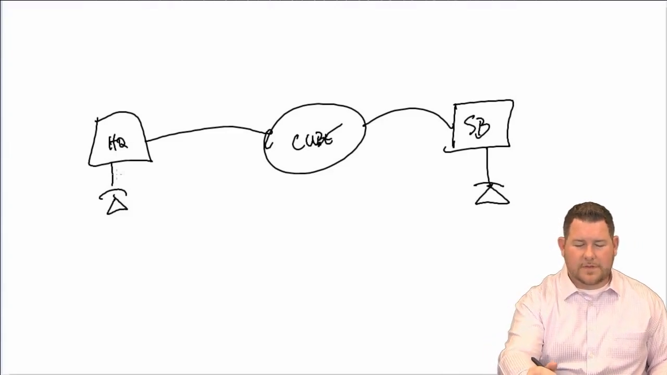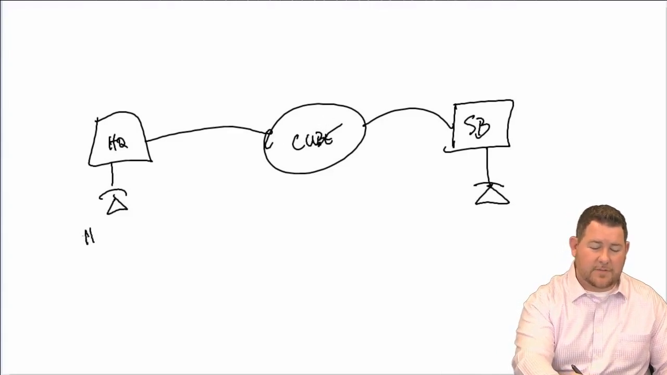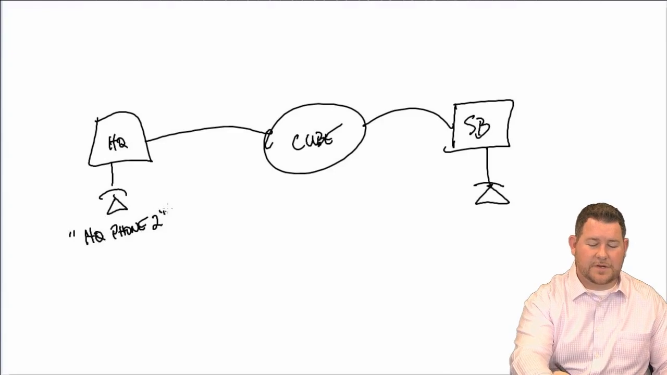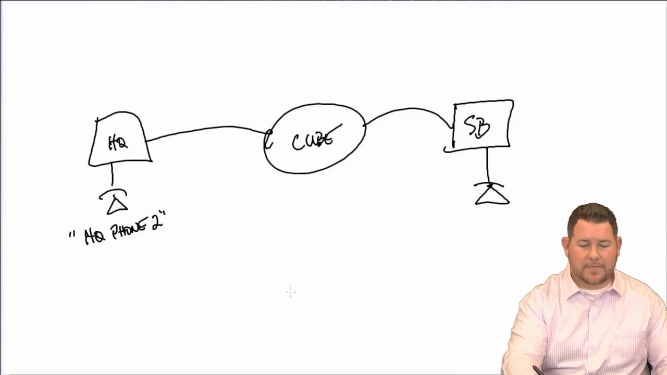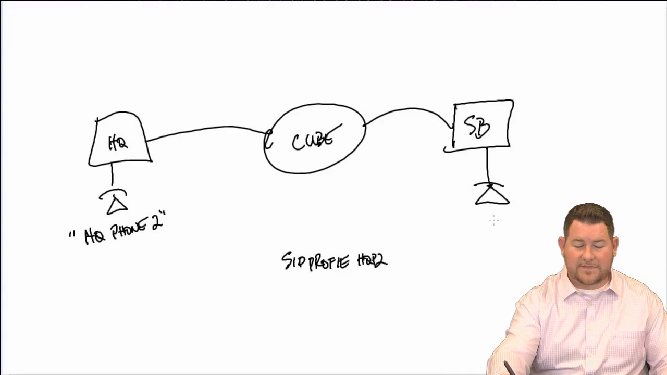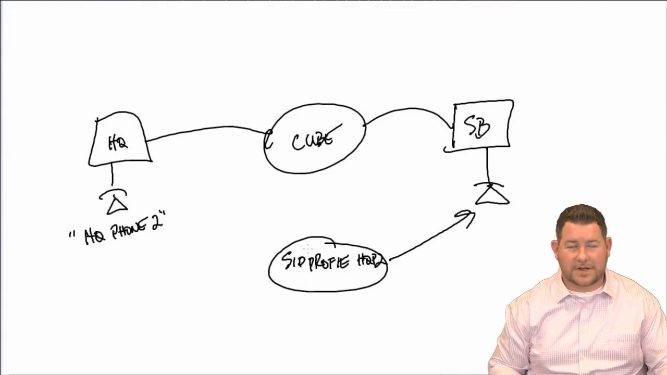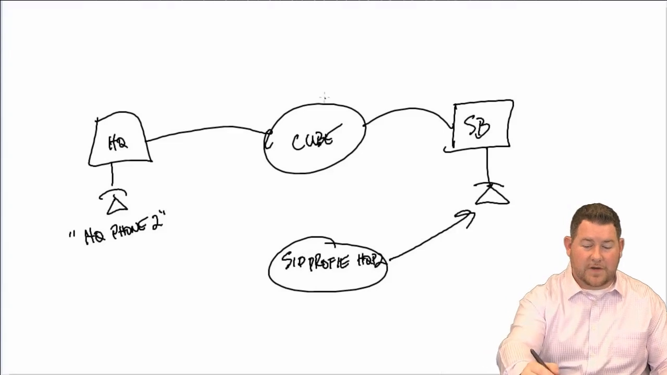So with the SIP profile, let's say that I wanted to change the calling name. I actually have this in the demo, so this is perfect. Let's say the calling name is HQ phone 2, and I want to change that calling name to be SIP profile HQP2, just to illustrate the purpose of the SIP profile. So CUBE is going to actually change that for us. And then as it's received on this phone over here, the display will show this name, SIP profile HQP2. So that's something we can do in a SIP profile on CUBE.